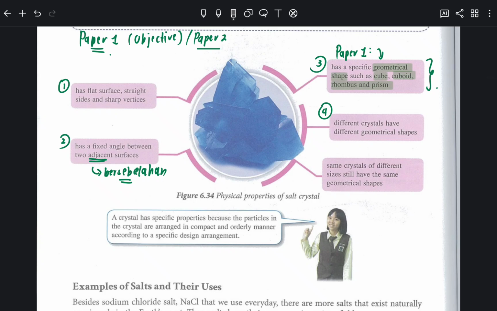Maksudnya kalau pun dia kecil besar, we won't see the kecil besar, we will see dia punya geometrical shape. Either it is a rhombus ke, prism ke, cuboid ke, cube ke, macam tu. We will see that. Faham tak?